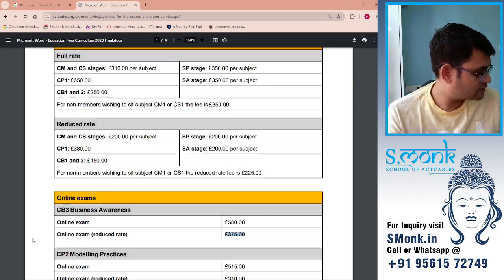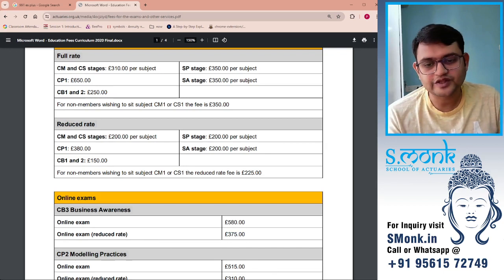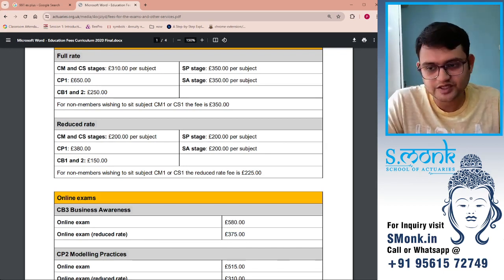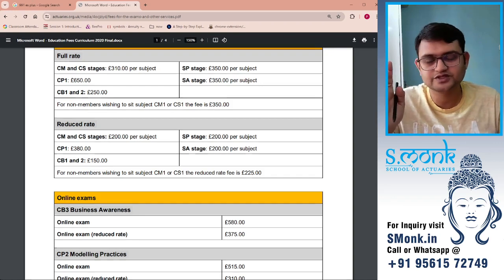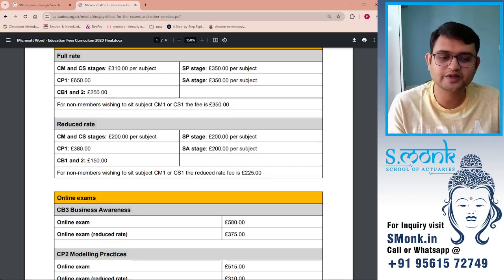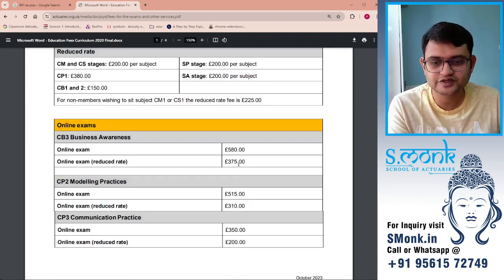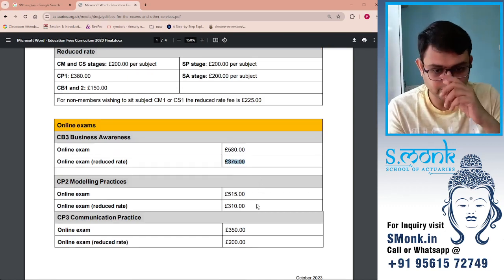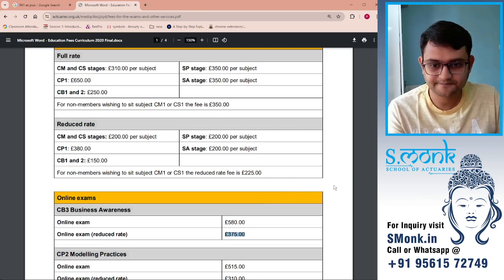Now when you start working, even your company starts paying for your examination at least once. That means they'll pay only once, but they'll pay for your examination. So these kinds of fees which are high, the company would pay. You don't have to worry about it.